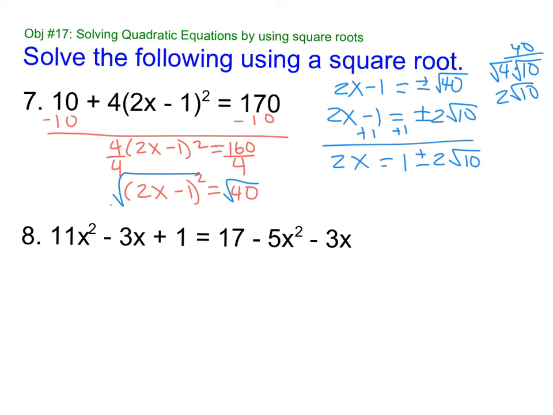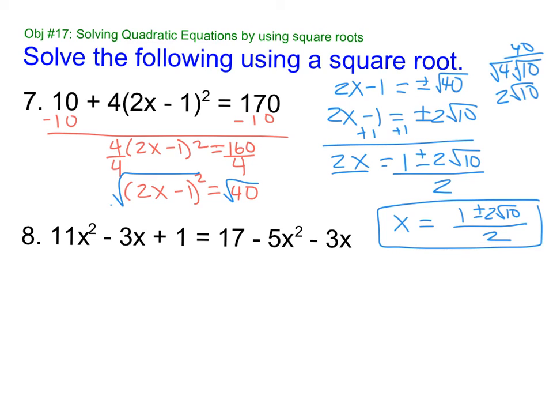Now we have one last step. We have to divide by 2. So that whole thing gets divided by 2. So our answer is 1 plus or minus 2 root 10 all over 2. And we are finished. It's a weird looking answer, huh? But it's right, and that's all that matters.